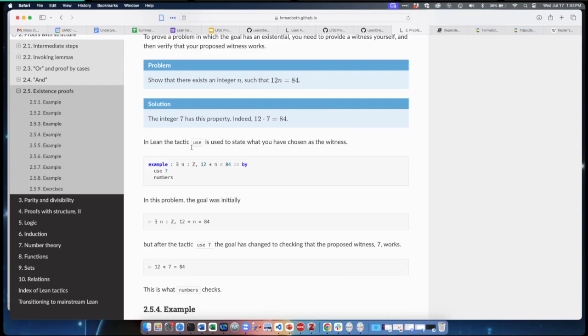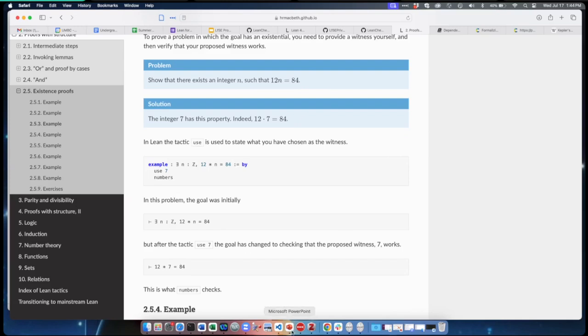So that's what 7 is, the witness. That's the word here. 7 is going to say, there exists a natural number. 7 is a natural number, okay? And it satisfies this. I know that is true. I can't use a different number because if I use 5, it won't be true, but that's how it works, okay?